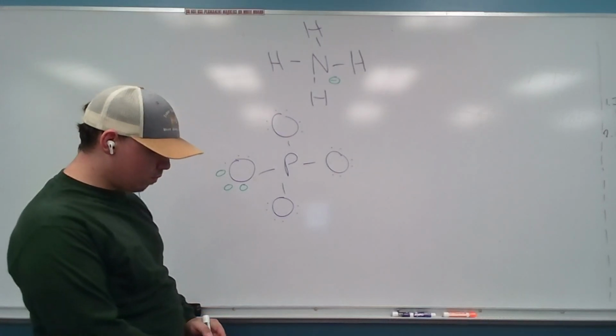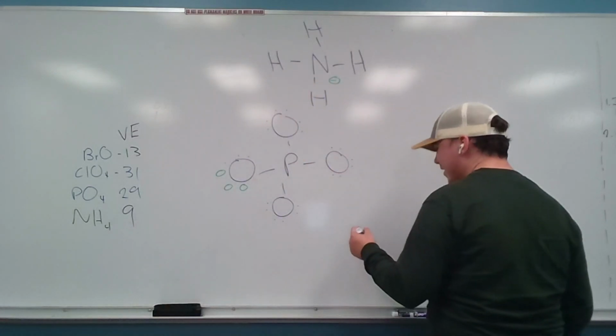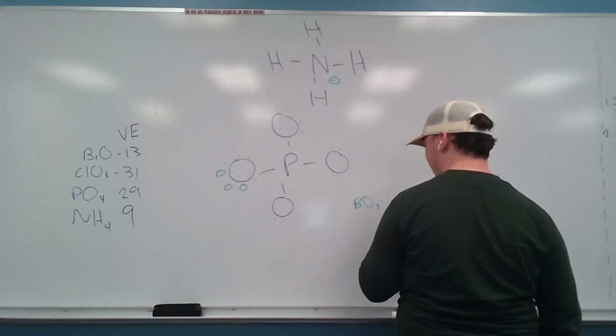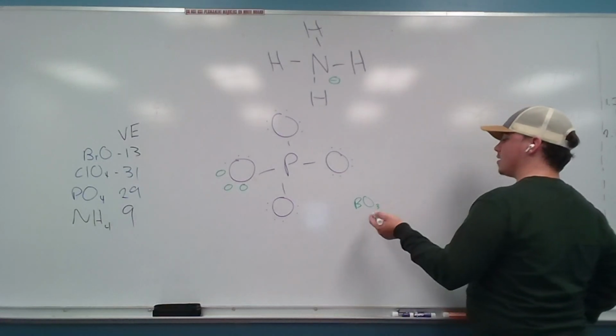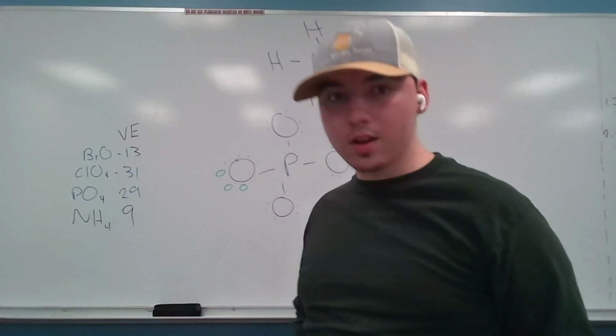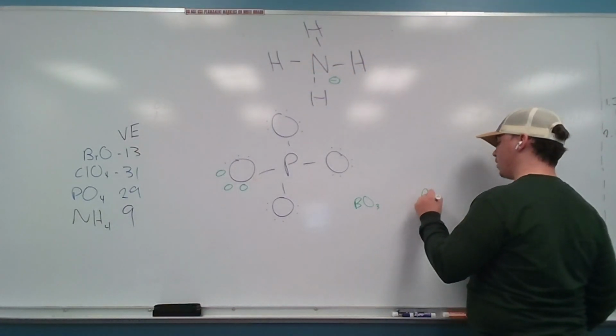So, for example, I think boric trioxide, BO3, is an example of this. So, oxygen is 6, boron is going to be 3. So, that's going to be 21.